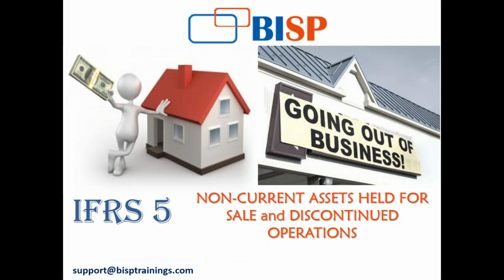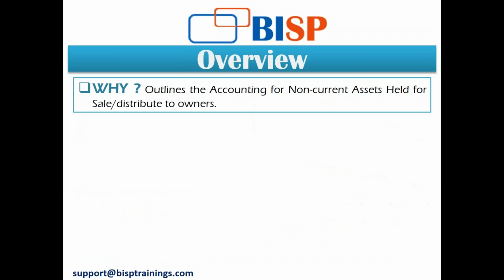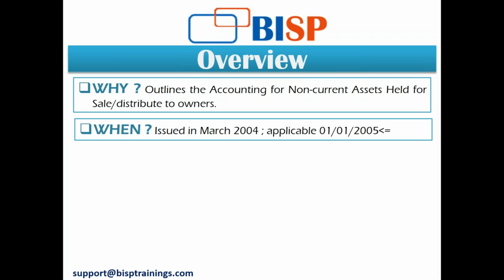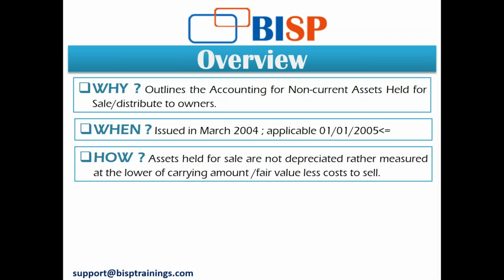Of course, it also covers the presentation of discontinued operations in the statement of comprehensive income. IFRS 5, Non-current Assets Held for Sale and Discontinued Operations, highlights the results from continued operations and separates them from the results of any discontinued activities. IFRS 5 came into effect on 1st of January 2005. That is, it is applicable to any statements that are made on 1st of January 2005 and thereafter.